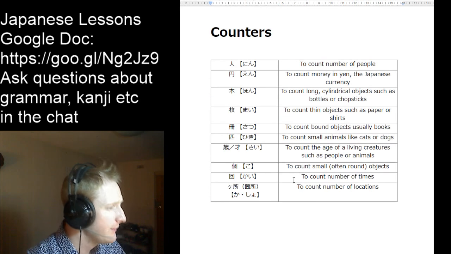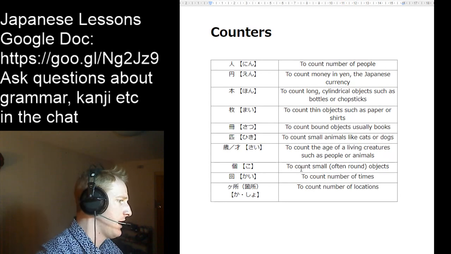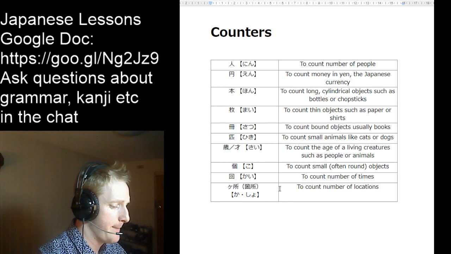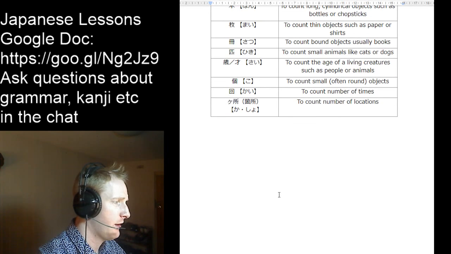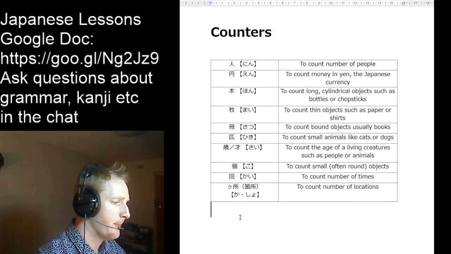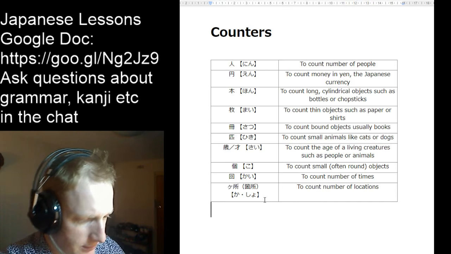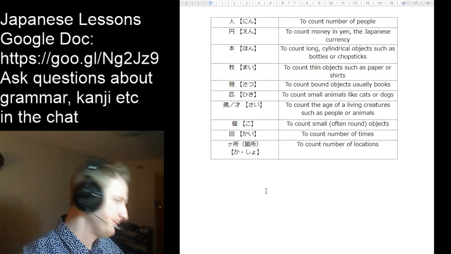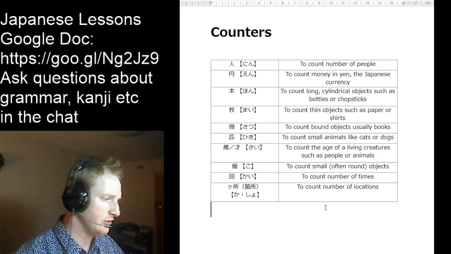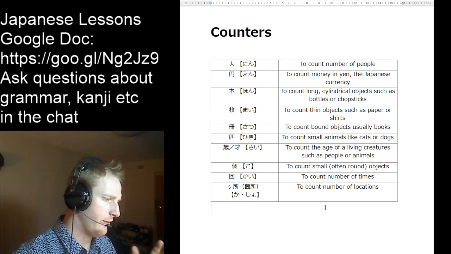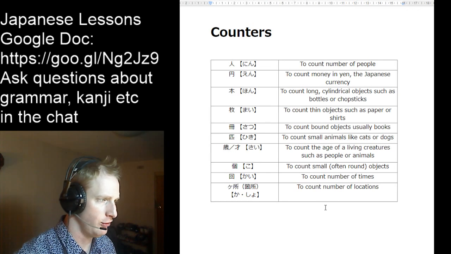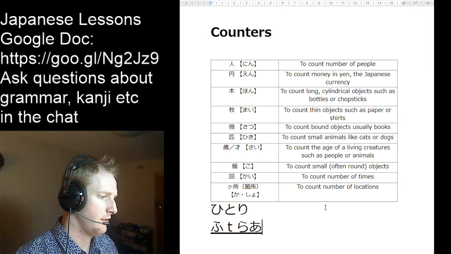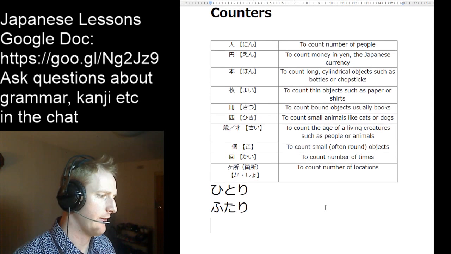Now, how do you read these? I'm actually not going to go into how to read these because it's kind of tricky and there are many, many, many exceptions. I might leave that for a lesson for another time. But we'll do people, okay? We'll do people and you get a general idea. For people, there are exceptions for one person and two people. So we say hitori for one person, futari for two people, and then after that it's really easy.